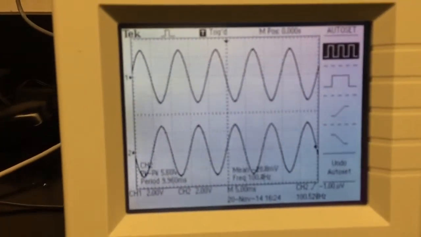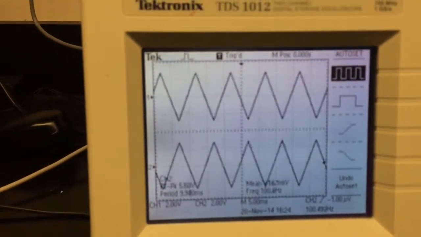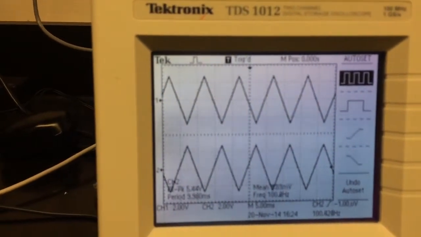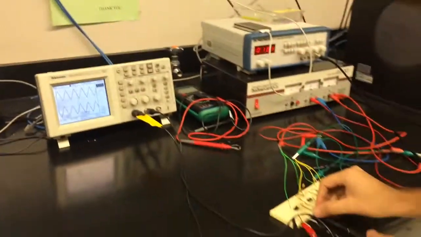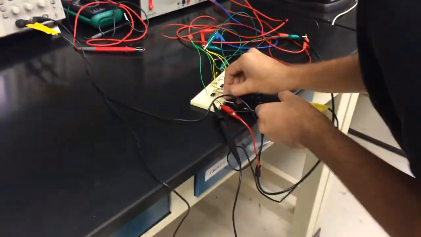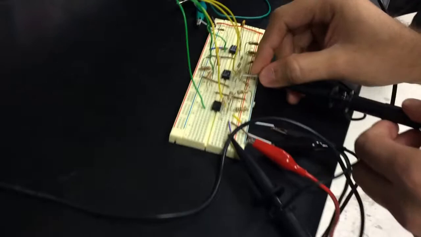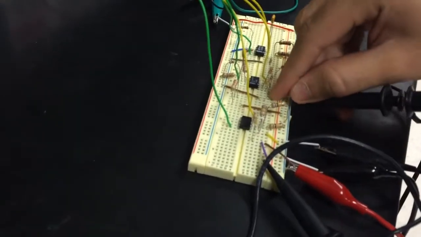Alright, so we are getting exact inverting output, and let's look at the triangular wave. Alright, so this looks good. Now let us go for the second op-amp, which is the proportional op-amp. Let me take out the probe from this. Alright, I inserted the probe in the proportional.